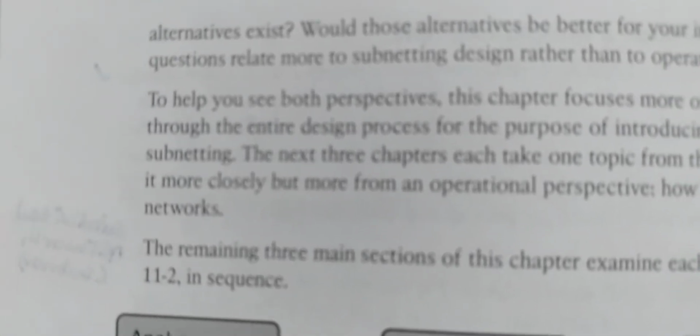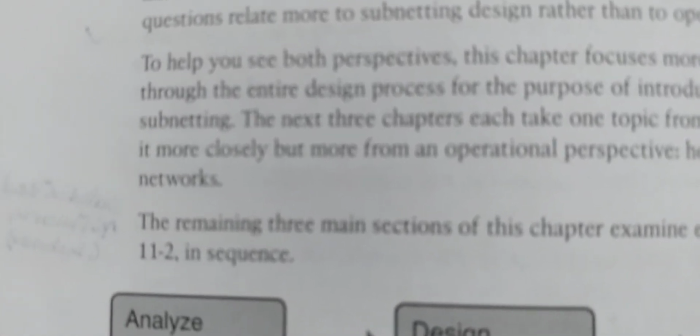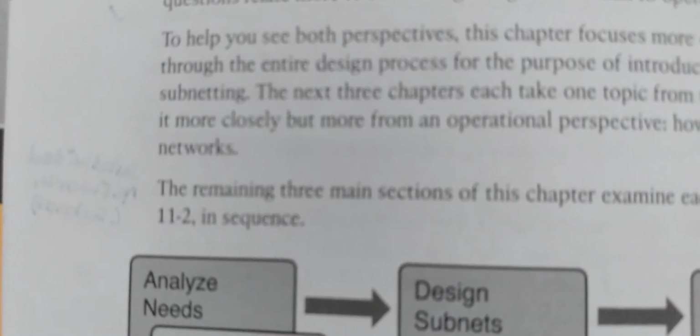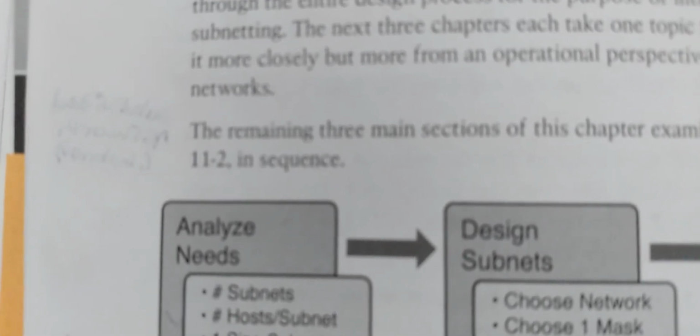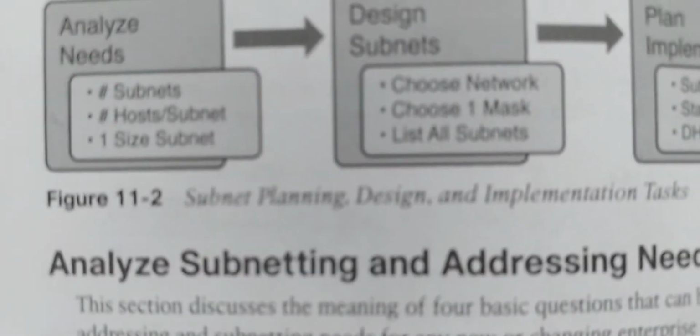To help you see both perspectives, this chapter focuses more on design issues by moving through the entire design process for the purpose of introducing the bigger picture of IP subnetting. The next three chapters each take one topic from this chapter and examine it more closely, but more from an operational perspective, how to use those ideas in real networks. The remaining three main sections of this chapter examine each of the steps listed in Figure 11-2 in sequence, and we will be discussing each one each day.